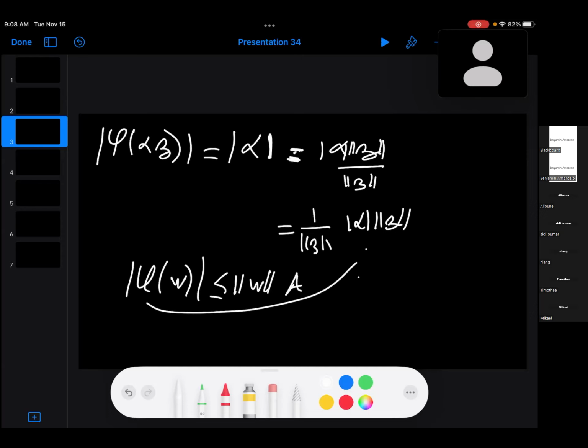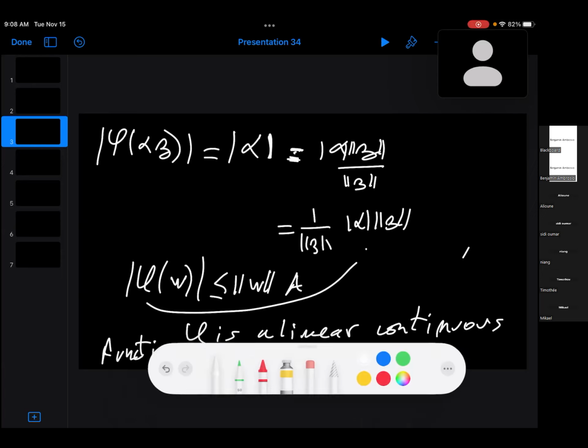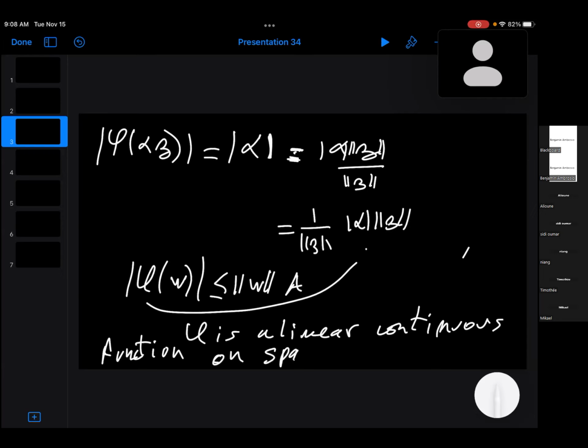So this shows that phi is a linear continuous function on the span of z. All right, so what can I do with that?